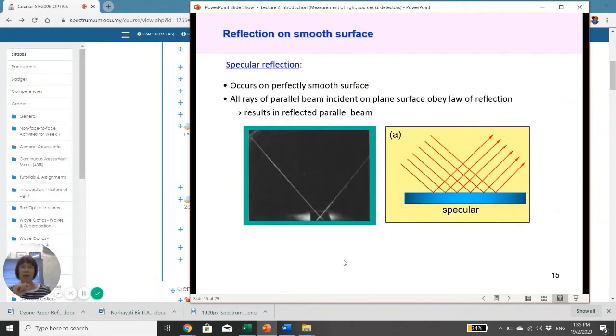Next, we have what we call specular reflection. You get specular reflection where the light ray is reflected on a smooth surface. All the rays in this parallel beam, for example, here we expanded it, obey the law of reflection, of course, and they produce a reflected beam which is also parallel. So this is called specular reflection.